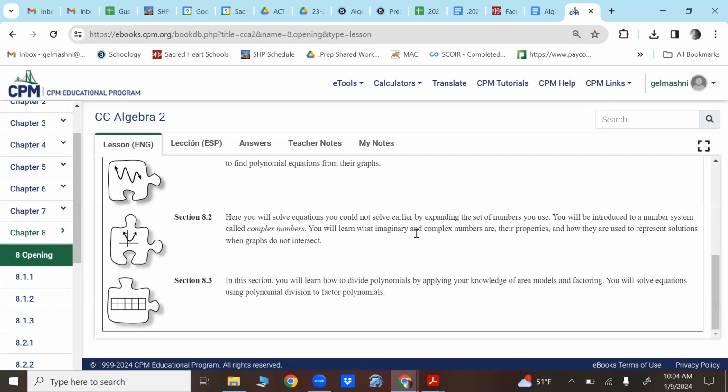So you guys have added polynomials, you subtracted polynomials, you multiplied polynomials by foiling. Now we're going to talk about dividing polynomials. So it's essentially kind of like reducing a fraction with a bunch of variables. So we'll be getting into that.